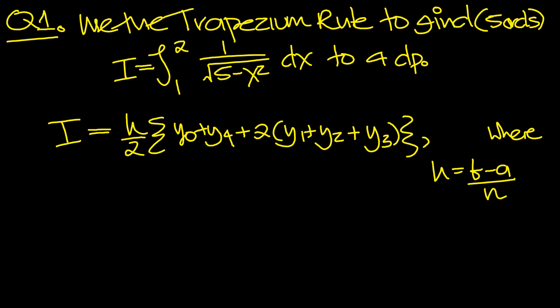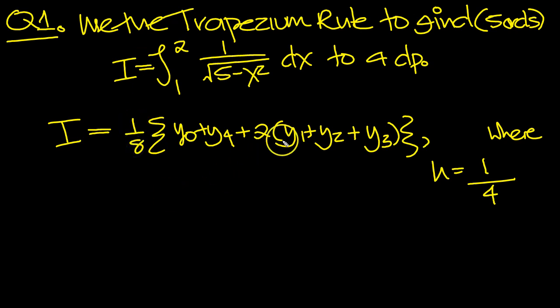Okay, now we need to do h, so let's get that. b minus a is 2 minus 1, over n, which is 4. 2 minus 1 is 1, over 4. So that's a quarter. h is a quarter then. And in the formula for the trapezium rule, we've got h over 2, so that will be an eighth. So let's put that down as well.